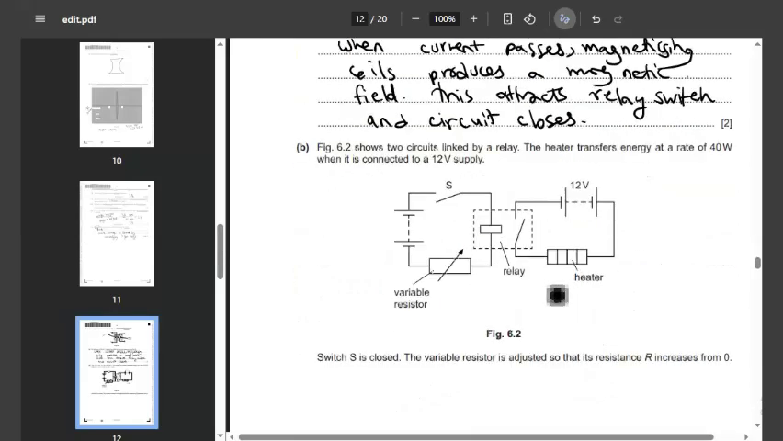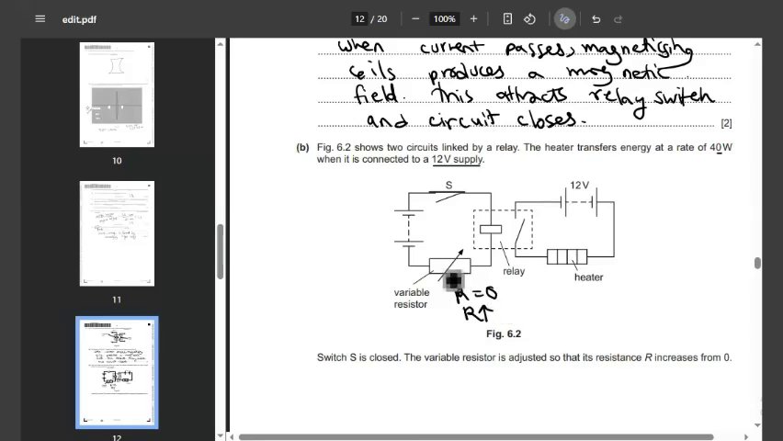Question B. Figure 6.2 shows two circuits linked by a relay. The heater transfers energy at a rate of 40 watt when it is connected to a 12 volt supply. Switch S is closed. So this switch will be closed. The variable resistor is adjusted so that its resistance R increases from 0. So there is a variable resistor here. Its resistance was 0 and then it increased from 0.